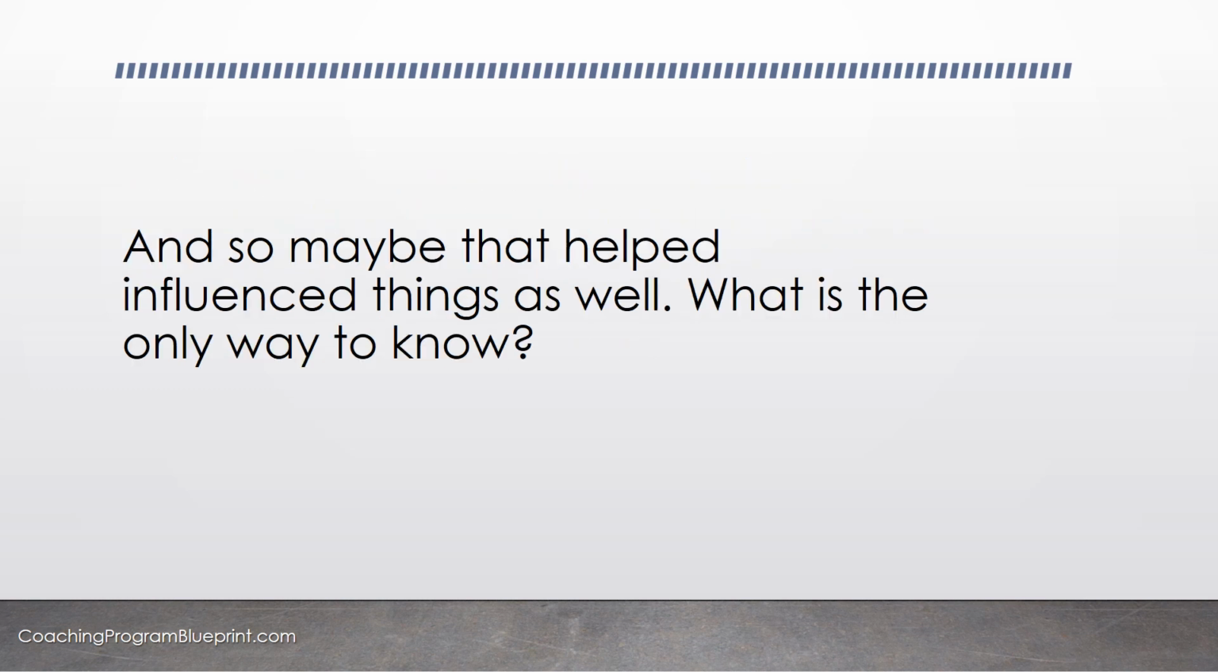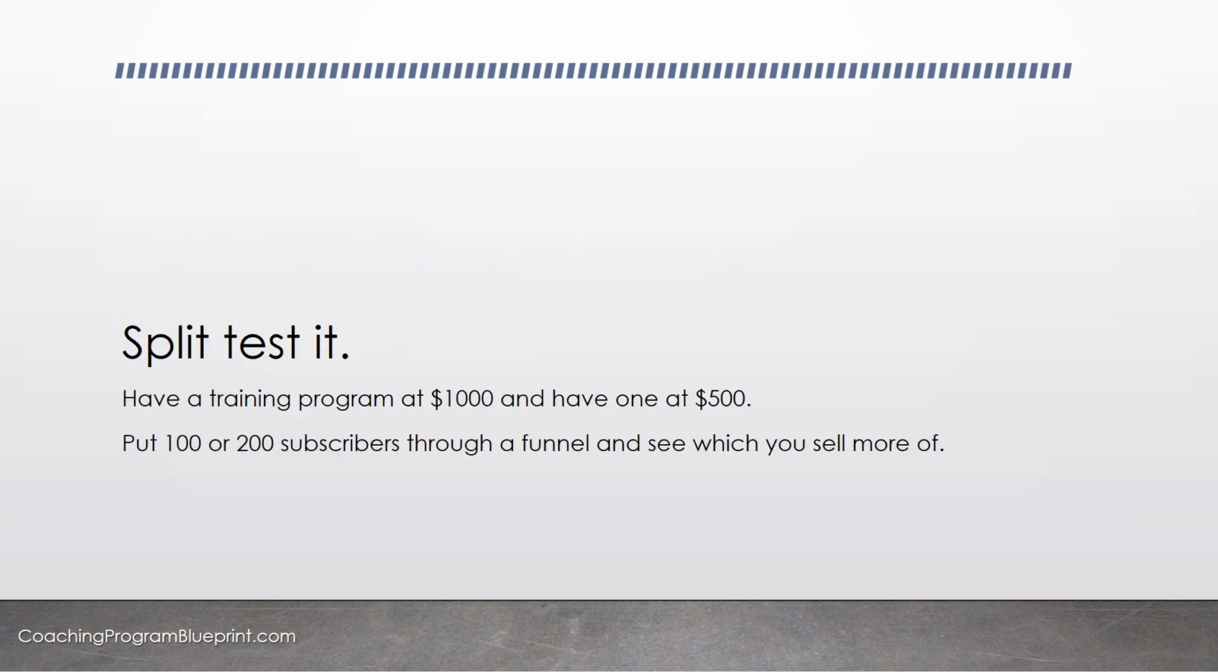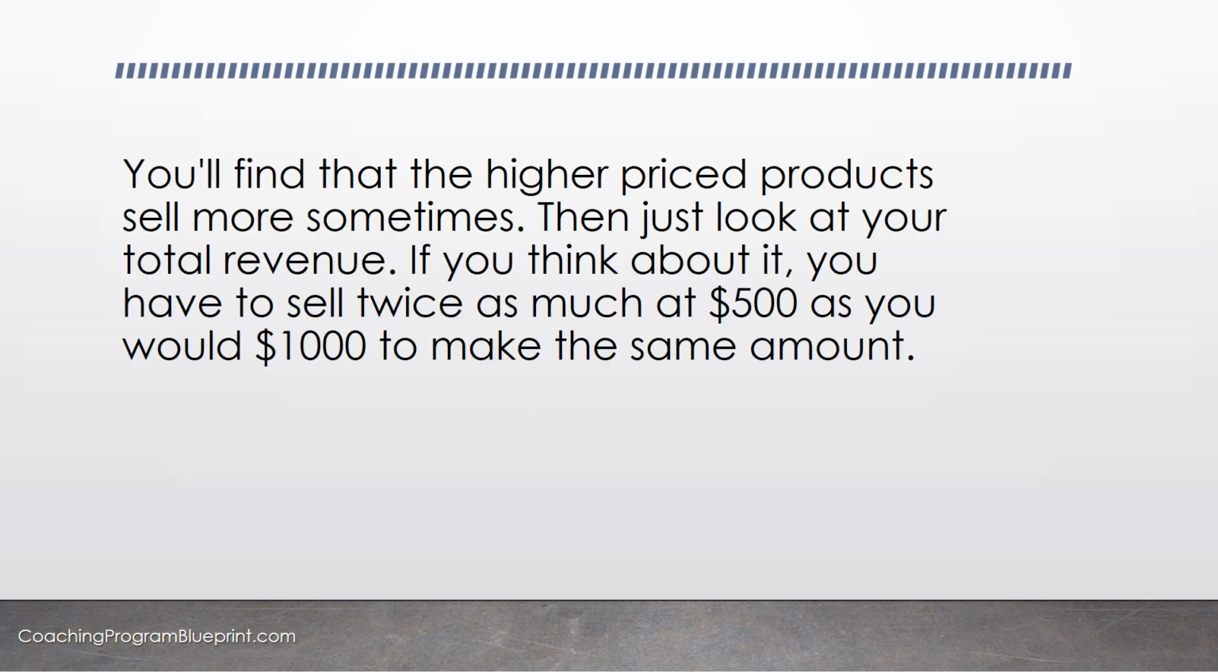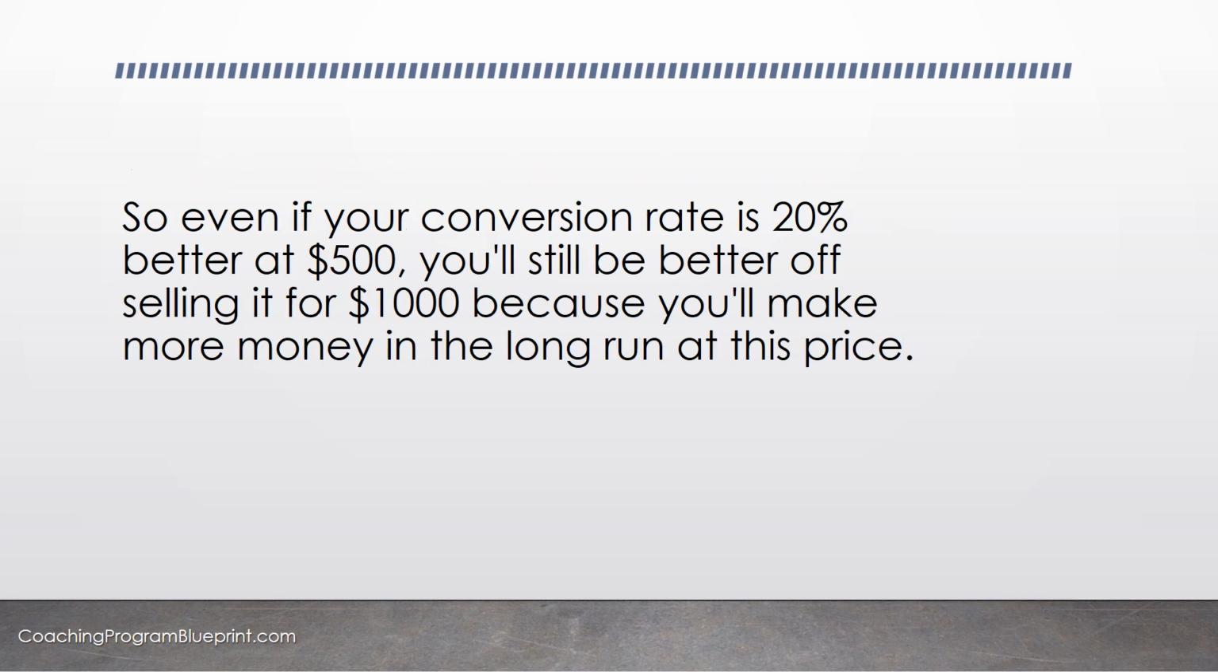What is the only way to know? Split test it. Have a training program at $1,000 and have one at $500. Then put 100 or 200 subscribers through a funnel and see which you sell more of. You'll find that the higher priced products sell more sometimes. Then just look at your total revenue. If you think about it, you have to sell twice as much at $500 as you would at $1,000 to make the same amount. So even if your conversion rate is 20% better at $500, you'll still be better off selling it for $1,000 because you'll make more money in the long run at this price.